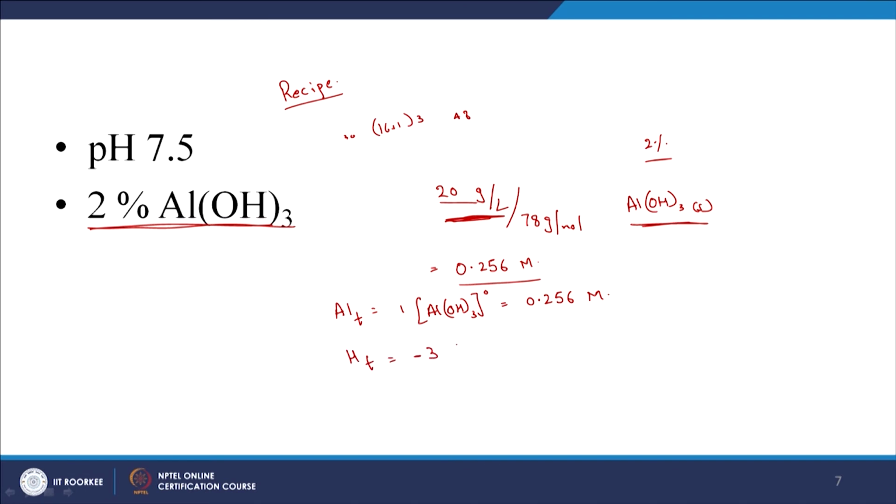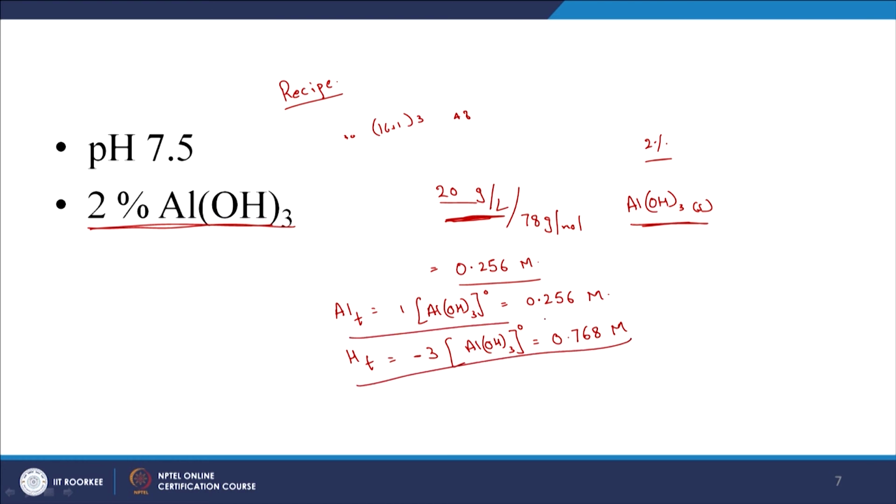And H total is going to be minus 3 times the initial Al(OH)3. Why is that minus? Because it's 3 OH minus, which means it's minus 3 H. So minus 3 times Al(OH)3 naught, that is 0.25 times 3 is 0.75, and 6 would be 18, so 0.768 molar, and that should be right. Anyway, minor mistake at best.